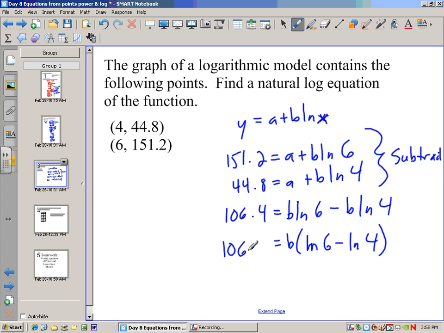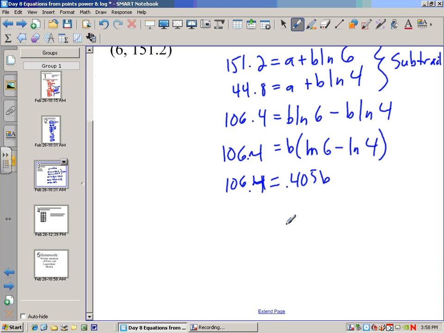Now, really, that's just a number. It looks like it's something that's complicated. You can just type in your calculator natural log of 6 minus natural log of 4, and you'll see that value's 0.405. So 106.4 is equal to 0.405b. So if I divide both sides by that, 106.4 divided by 0.405, my b value is 262.4. So now we have our b value.